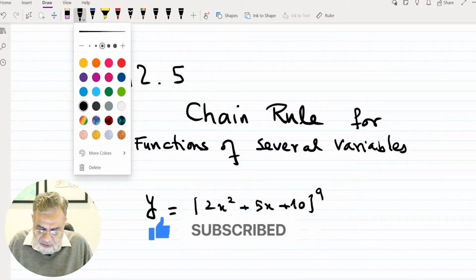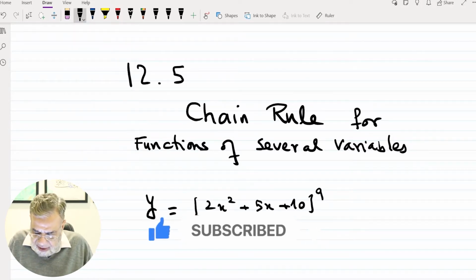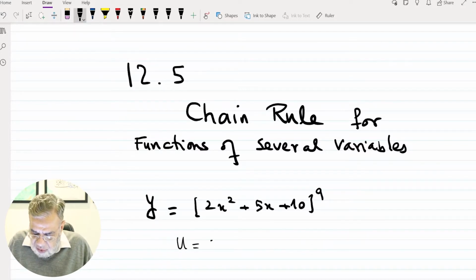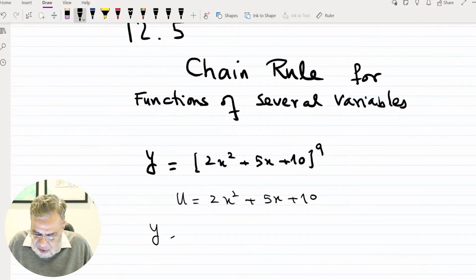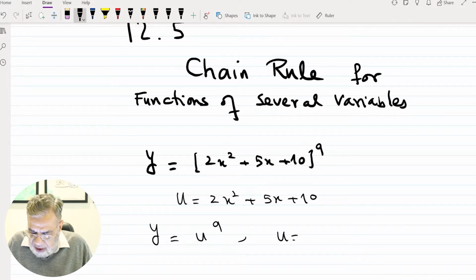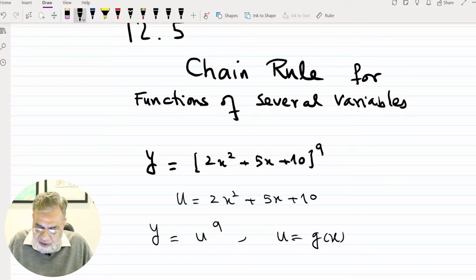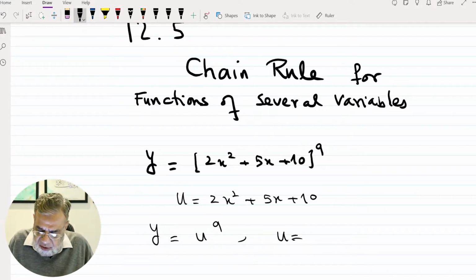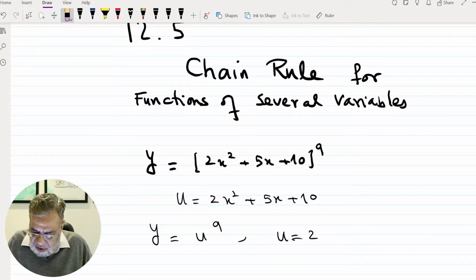To find the derivative, I take u is equal to 2x squared plus 5x plus 10. Now I can write y equal to u to the power 9, where u is also some function of x. We don't need to write it as some function of x, but we know what u is. We have already defined u above. So our u is equal to 2x squared plus 5x plus 10.